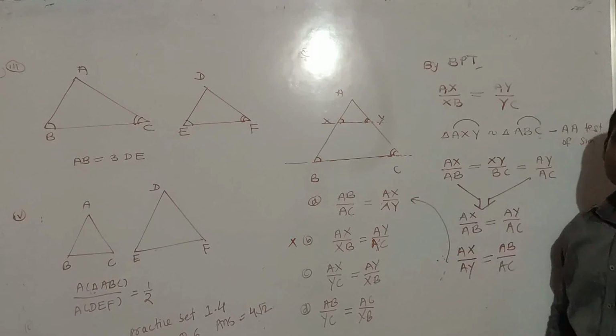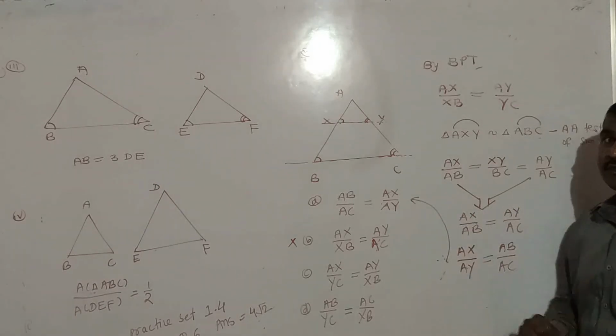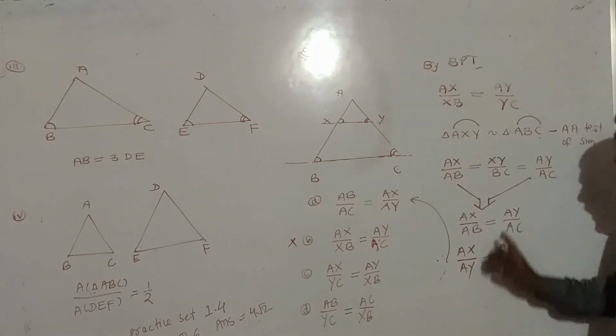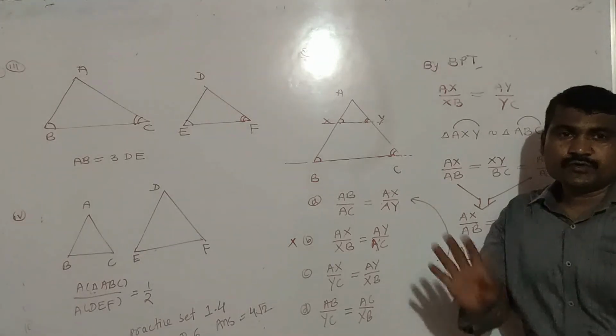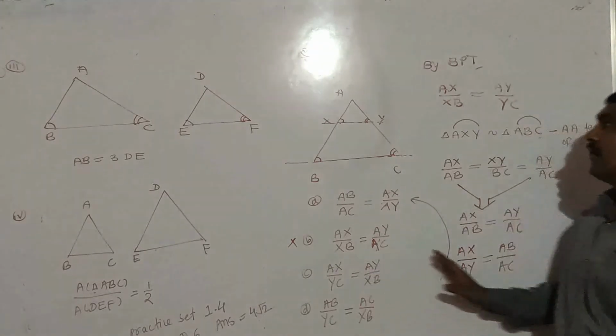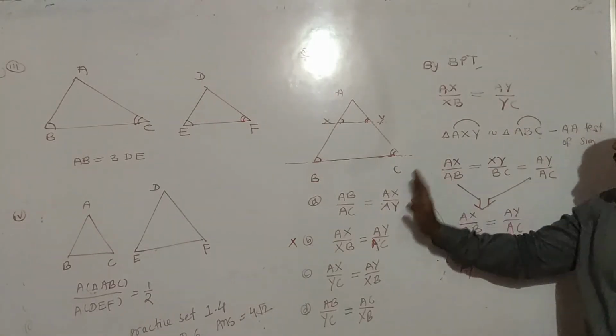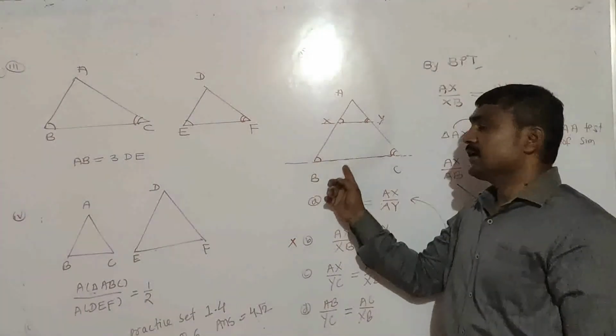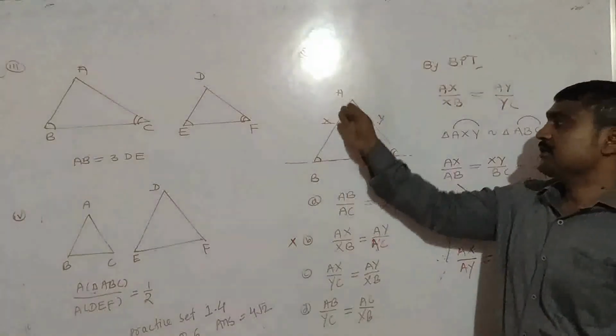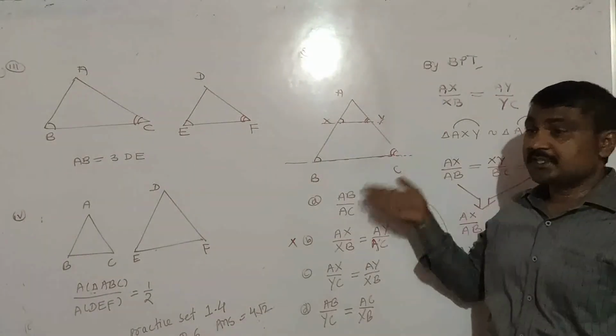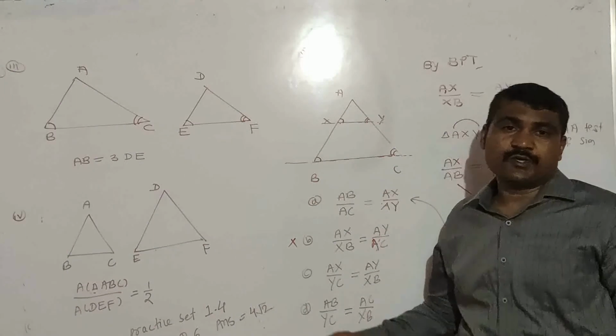AX upon AY. So this question is a confusing question. Read the question carefully and try to guess the answer. This question does not depend on BPT. यहाँ पे तुम्हें by mistake ऐसा लगेगा कि ये BPT आपका है, AX upon XB is equal to AY upon YC, but that option is not given here.